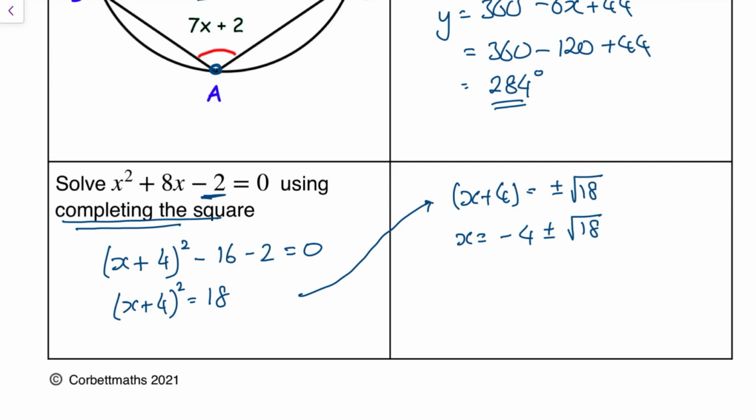Now, because it's a GCSE, it'll make it clear what it wants you to do, but just to play it safe, you'd be okay with this at A level, but I would give both solutions. So minus 4 plus root 18 and minus 4 minus root 18. Question done. And actually today done.